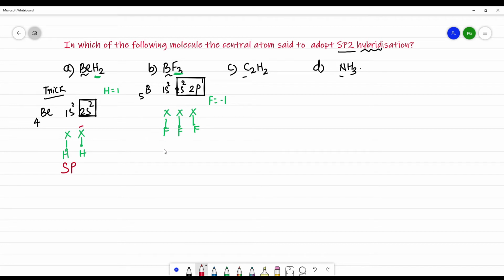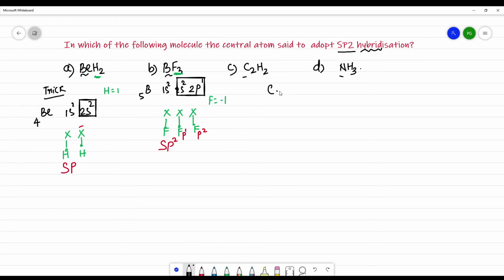For this one bond pair it is s. For this bond pair this is p1 and for this bond pair it is p2. The hybridization here is sp2 hybridization. So this must be the answer. Let us check C.